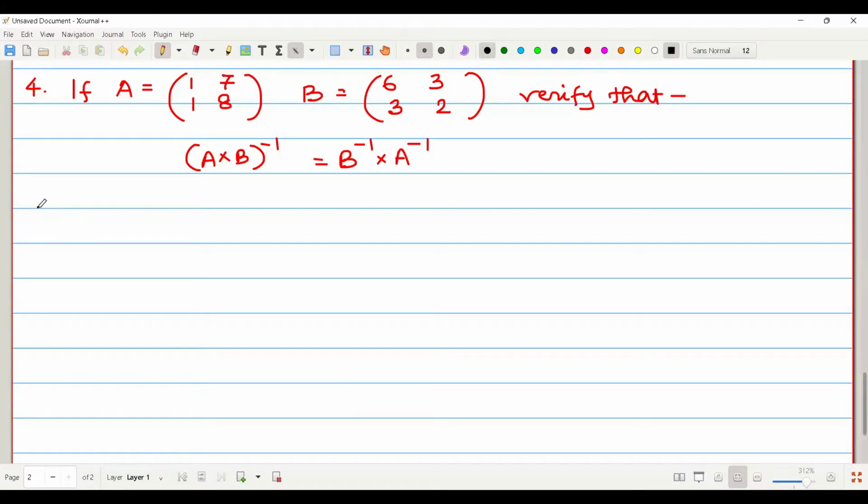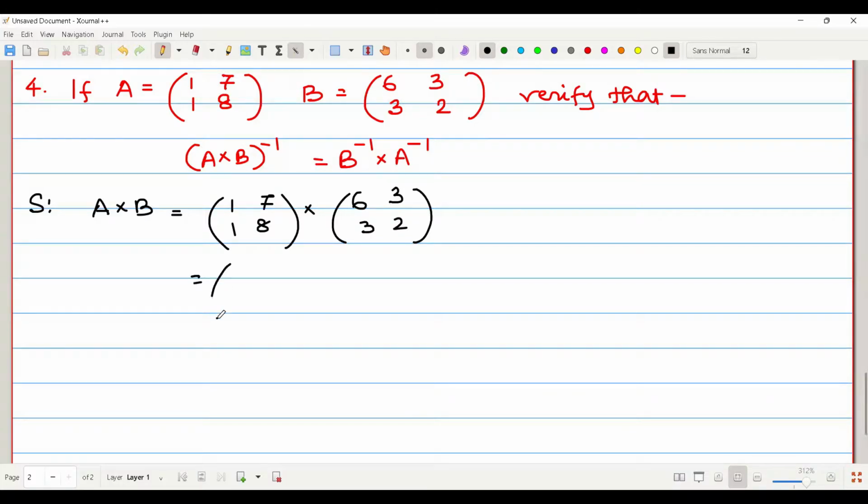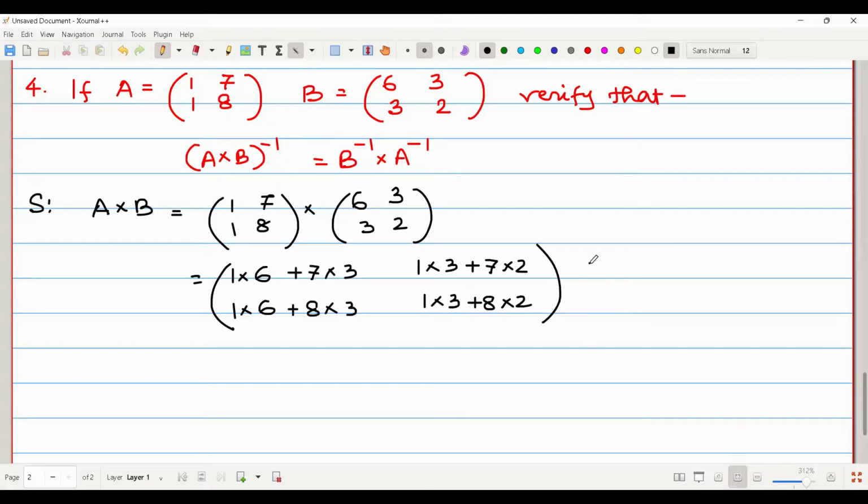So at first we are multiplying A with B. So that one is equal to [1, 7; 1, 8] cross [6, 3; 3, 2]. Then it is becoming 1 cross 6 plus 7 cross 3, 1 cross 3 plus 7 cross 2, 1 cross 6 plus 8 cross 3, and 1 cross 3 plus 8 cross 2, or it is becoming 27, 17, 30, 19.